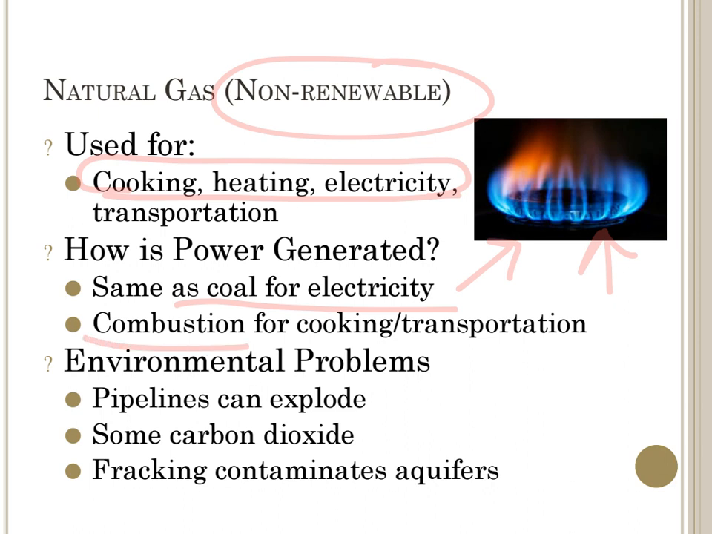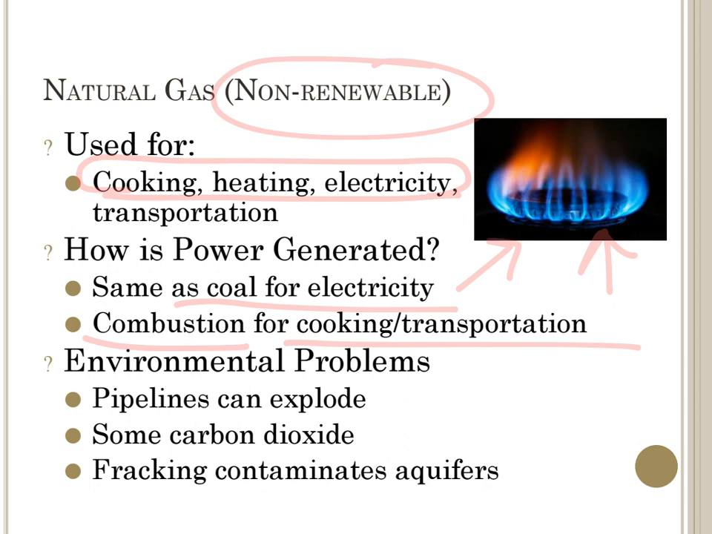And then combustion means lighting it on fire at home, or in a car. An internal combustion engine can run on natural gas. There's not that many of them out there, but they do exist, more as experimental prototypes.